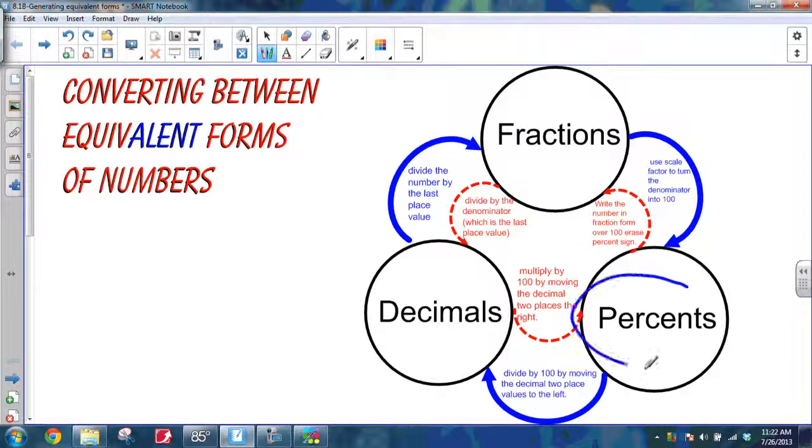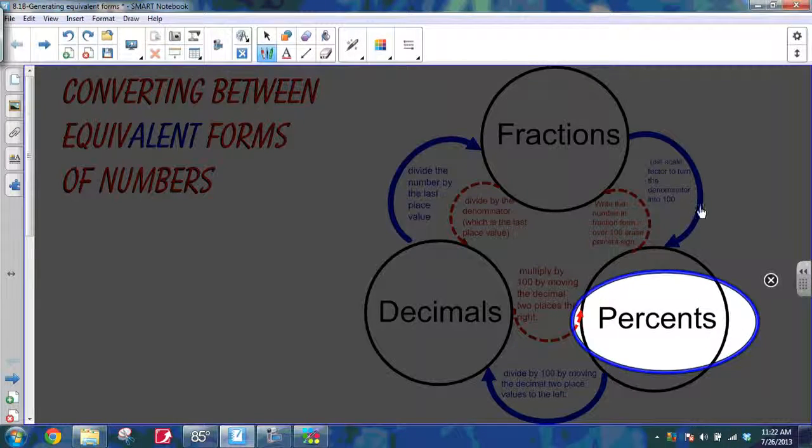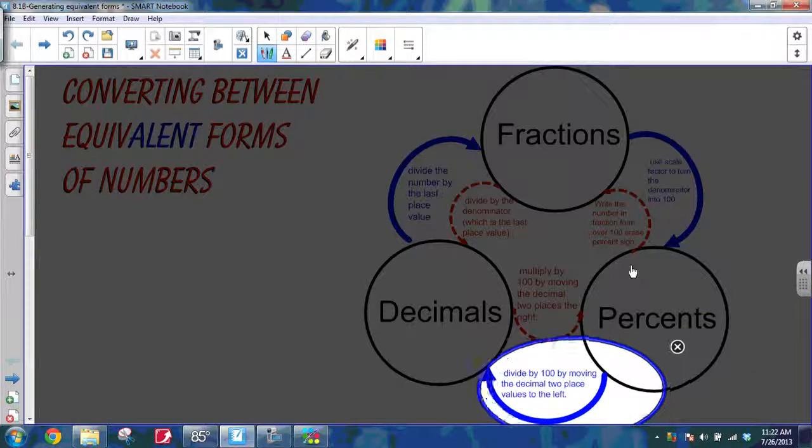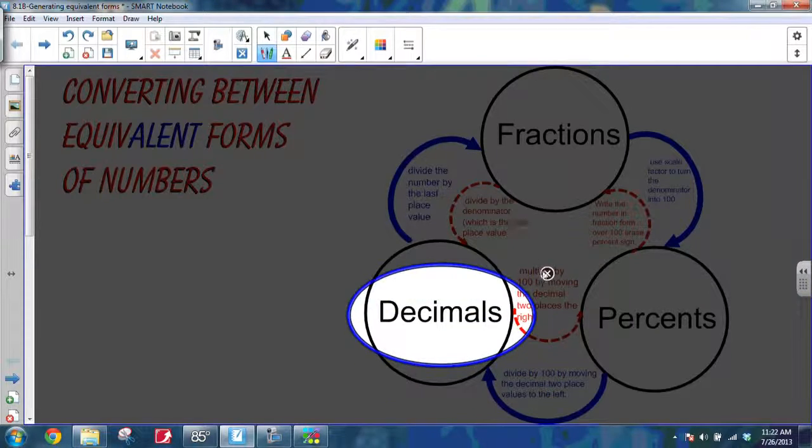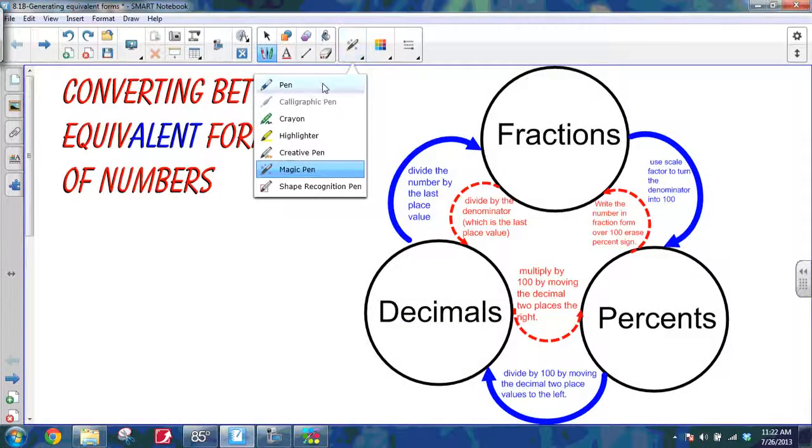What if I have a percent and I'm trying to change it into a decimal? Well, the process here states I need to divide by 100 by moving the decimal 2 place values to the left. And that will give me a decimal. So let's take a look.